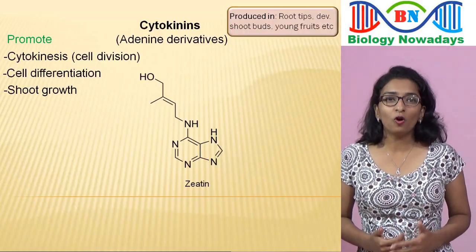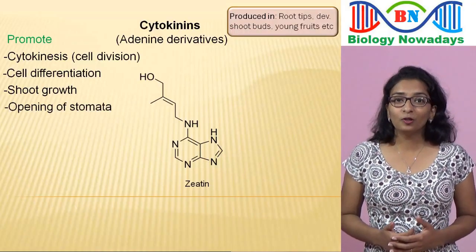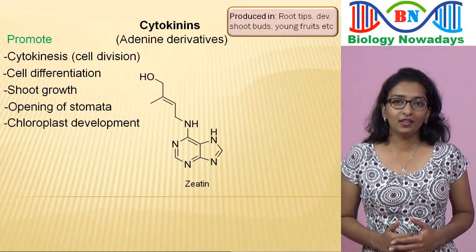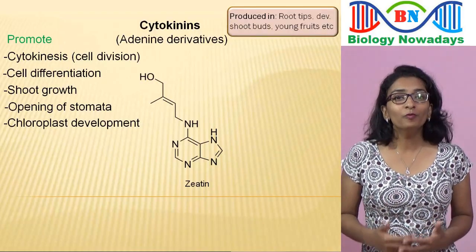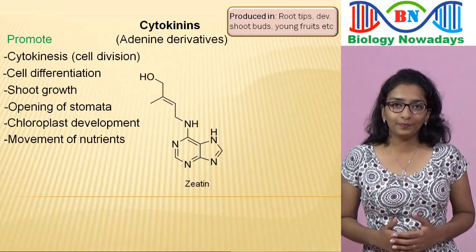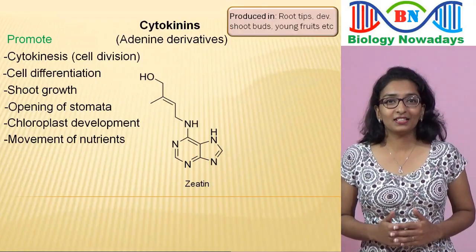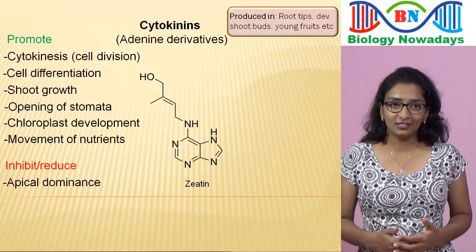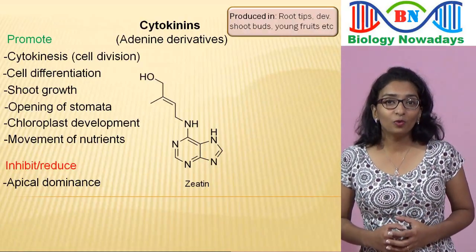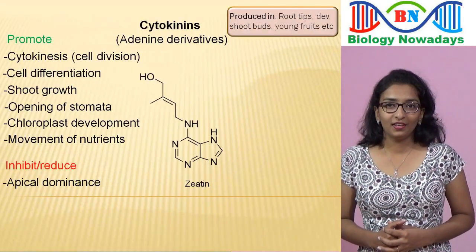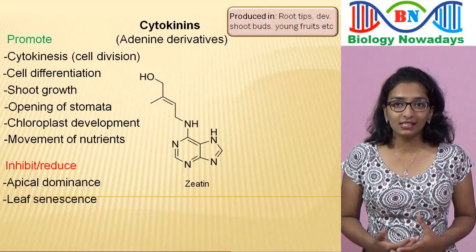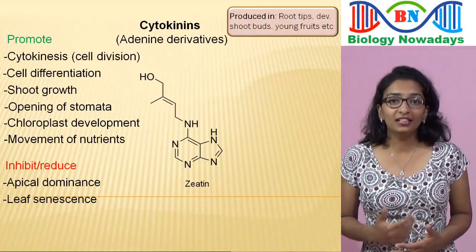Cytokinins also promote opening of stomata and chloroplast development, thereby promoting photosynthesis rate. They also cause movement of nutrients to tissues where their concentration is higher. They inhibit apical dominance caused by auxin, which means that they help the lateral buds grow into side shoots. They delay leaf senescence. Leaf senescence means aging and gradual death of leaves.